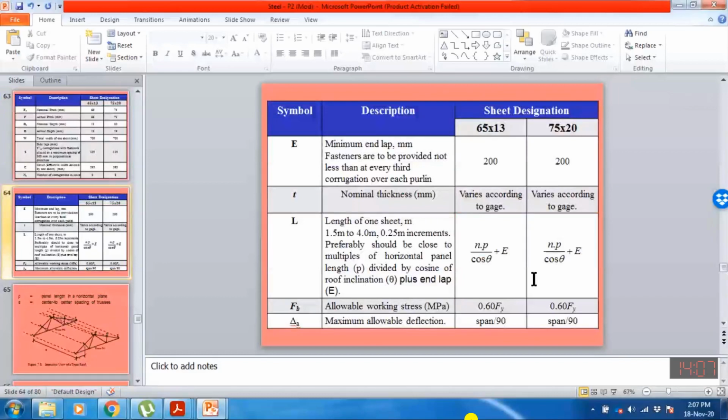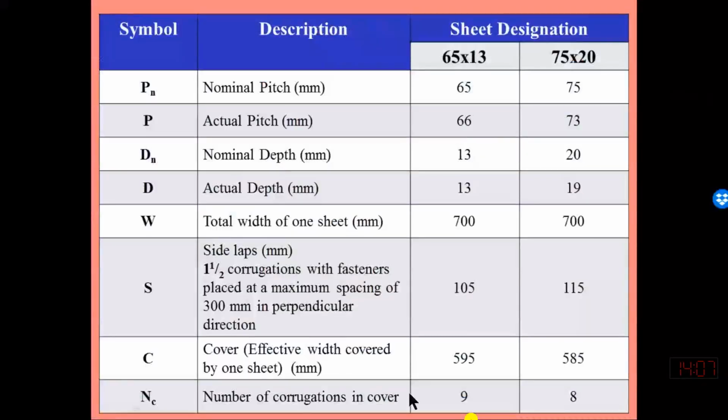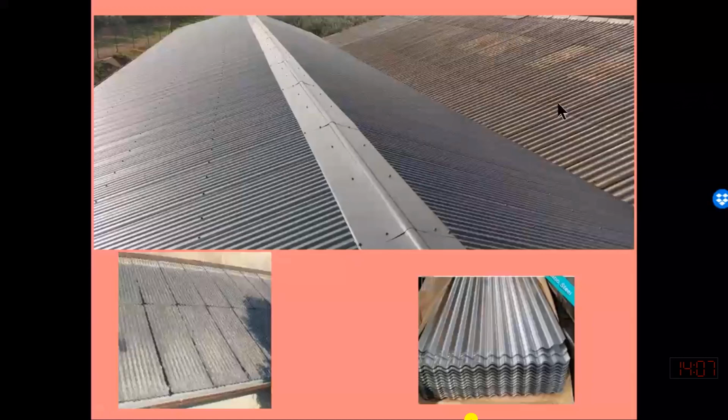Further, the number of corrugations. This sheet has 9 corrugations, and this sheet has 8 corrugations. Why does this sheet have fewer corrugations? Because the width of both sheets is 700 millimeter, but only the pitch is different. So 700 divided by 65, the answer will be around 9, and 700 divided by 75, the answer will be 8. So the more the pitch, the fewer the number of corrugations.